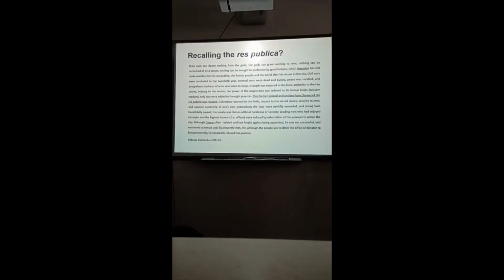I won't go through this slide in detail. It's from Valerius Paterculus, who was writing under Tiberius, and he's kind of summing up Augustus' achievements. He says, "Civil wars were concluded in the 20th year, external wars were dead and buried, peace was recalled, and everywhere the furor of arms was lulled to sleep." So he's talking about how everything is now wonderful, Augustus has restored everything.